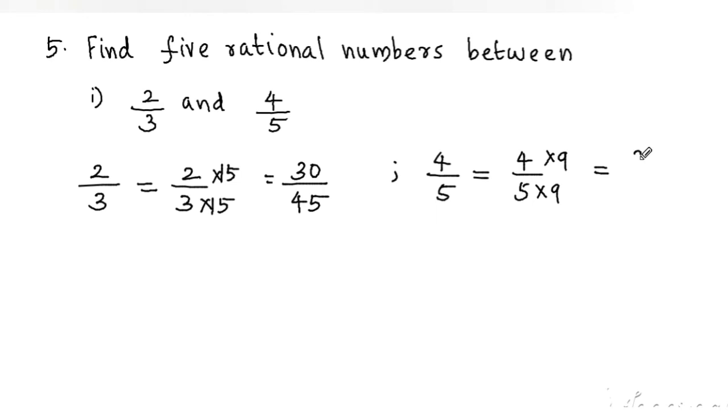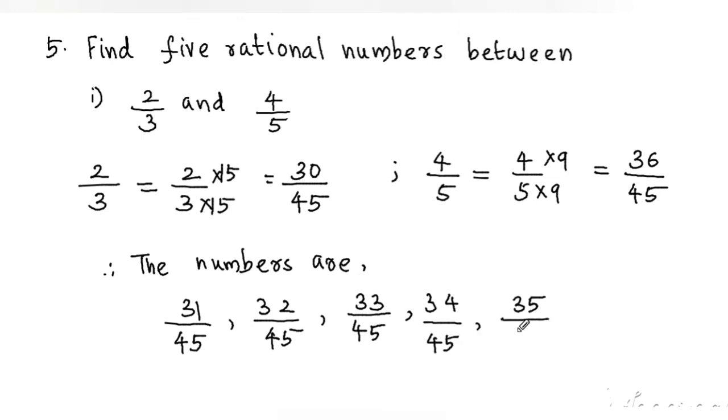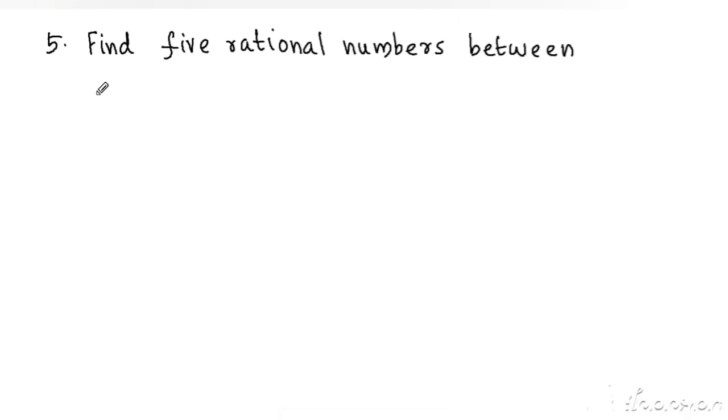So 36 by 45. Now you can see there will be exactly 5 rational numbers between these 30 by 45 and 36 by 45. Therefore the required rational numbers are 31 by 45, then 32 by 45, 33 by 45. You have to write the denominator same, but you have to change the numerator. Then next number is 34 by 45, then last number is 35 by 45. So these are the required 5 rational numbers. So you can take any common multiple of 3 and 5 to do this problem. Okay, and then we can move on to the next set.